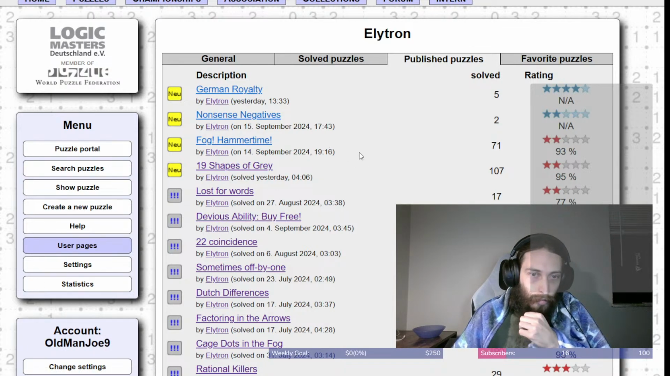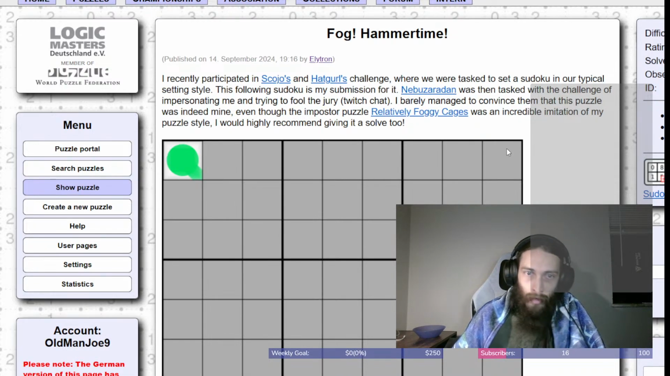Yeah, solved yesterday. So, got 3 puzzles. Let's see how quickly we can get through them. So let's start with Fog Hammer Time.